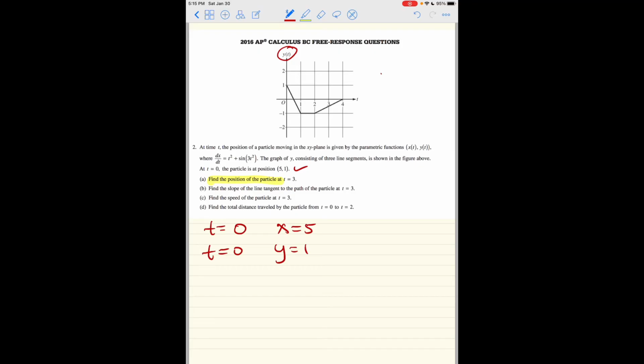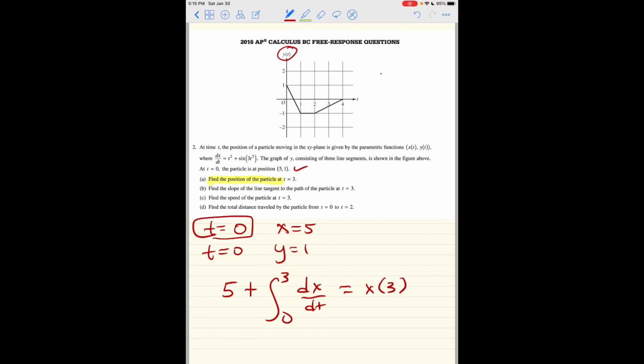All you have to do is say, right now in the x, they want at time t equals 3. So at time t equals 0, I'm going to be at 5 plus how much I travel from 0 to 3 of dx/dt. Okay, I need a calculator for this. I'm not going to do it, but that should give you x of 3.